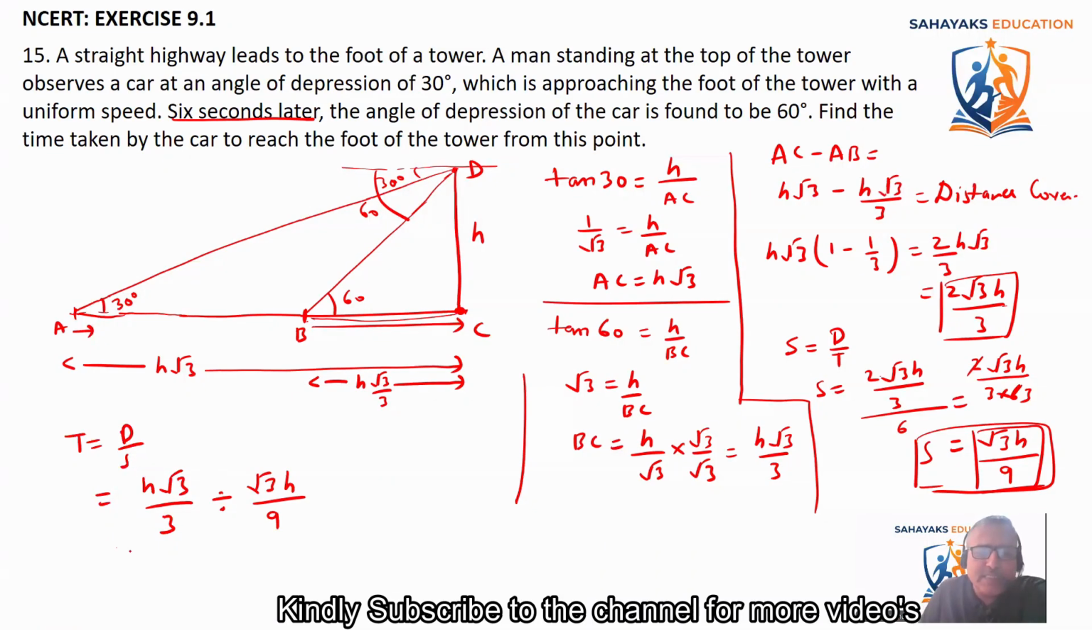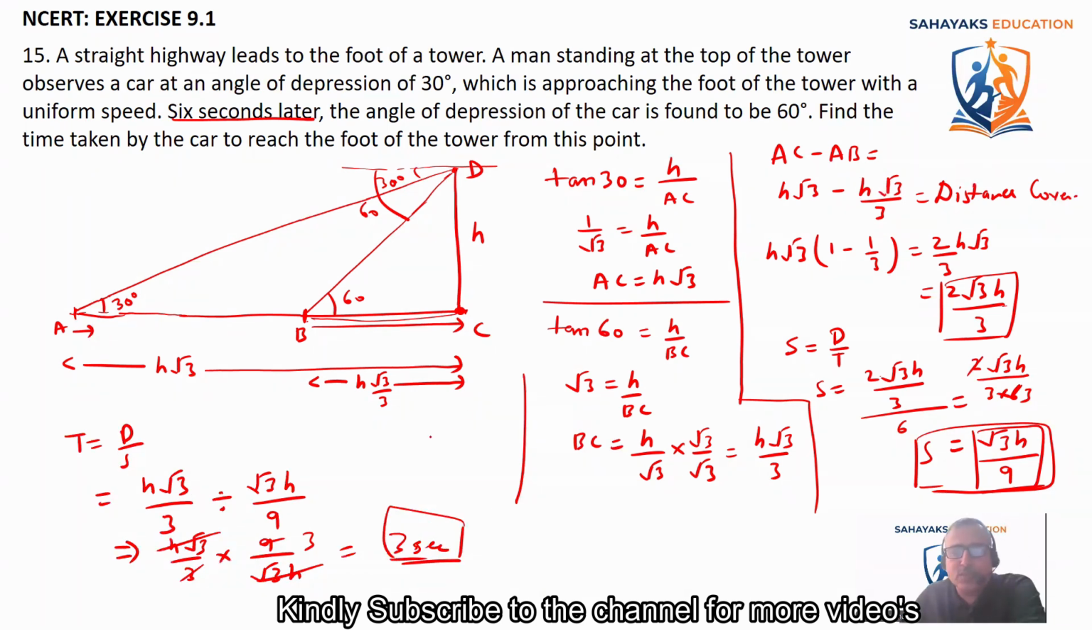So what does this imply? This implies h root 3 by 3 multiplied by 9 by root 3h. Now root 3h will cancel out root 3. It becomes 3, so it's going to take 3 seconds. From B to C, it's going to take 3 more seconds to cover the entire distance. There are other methods also where we can compare the ratios and then find out, but I felt we should do it in the direct method.